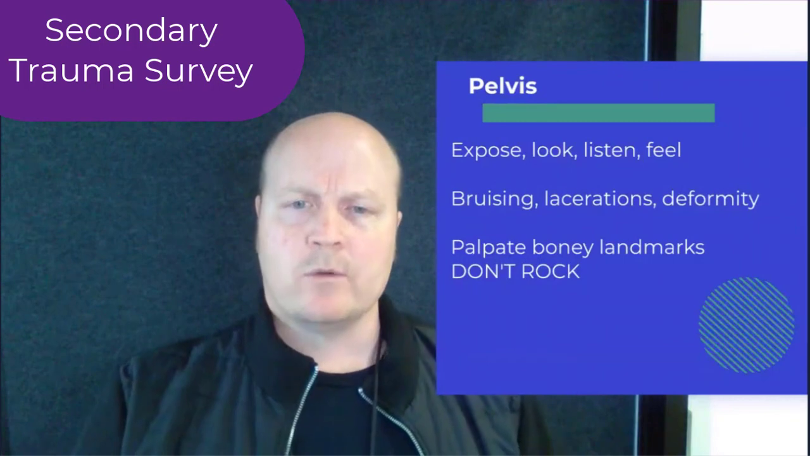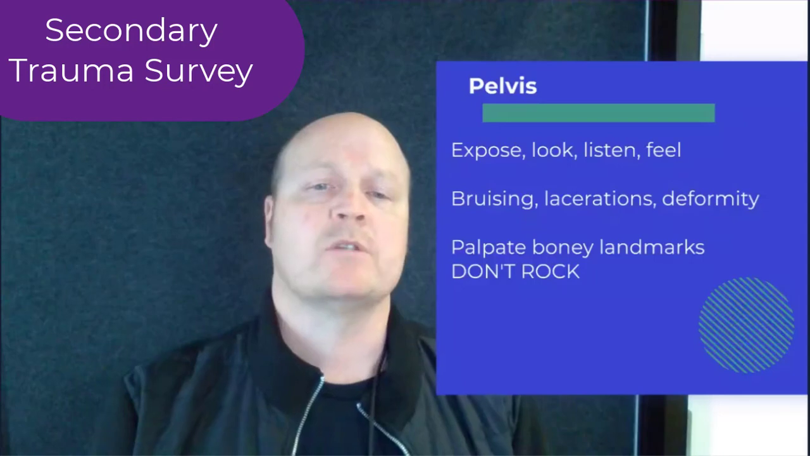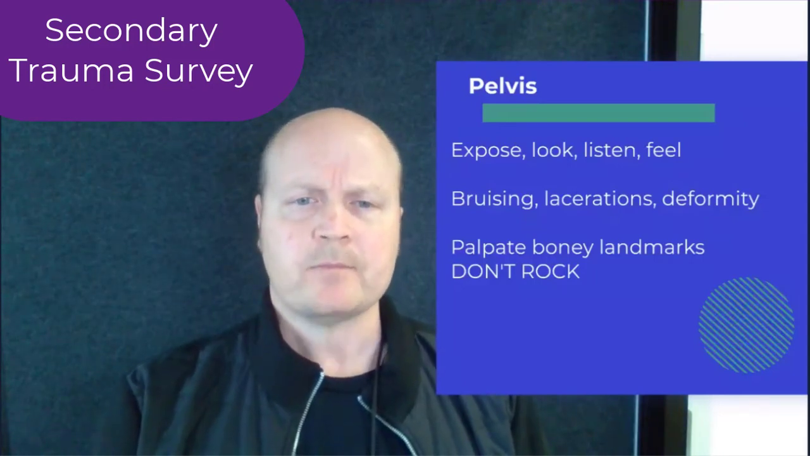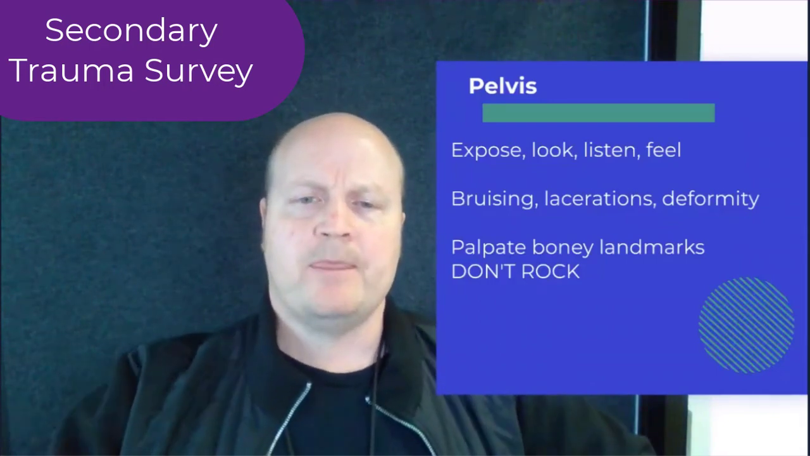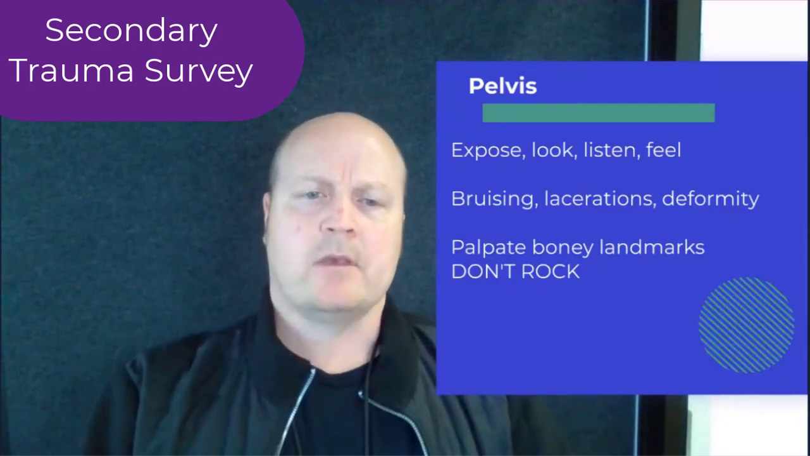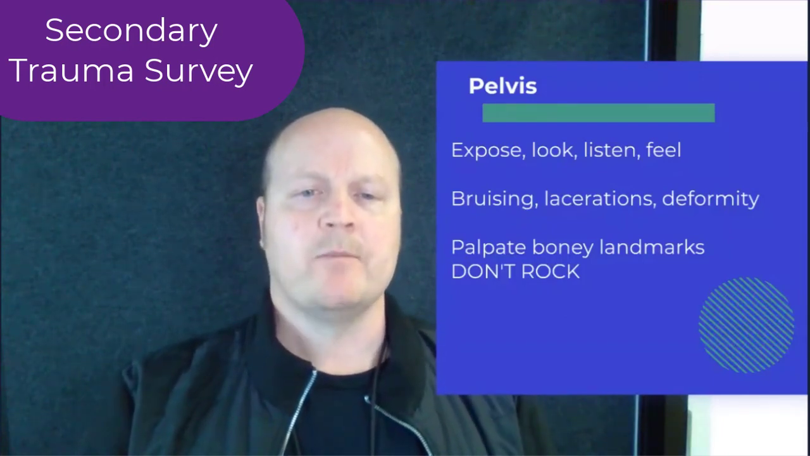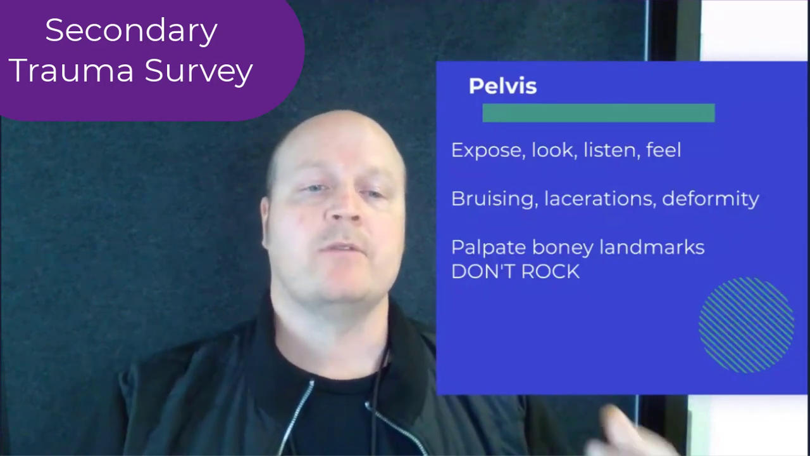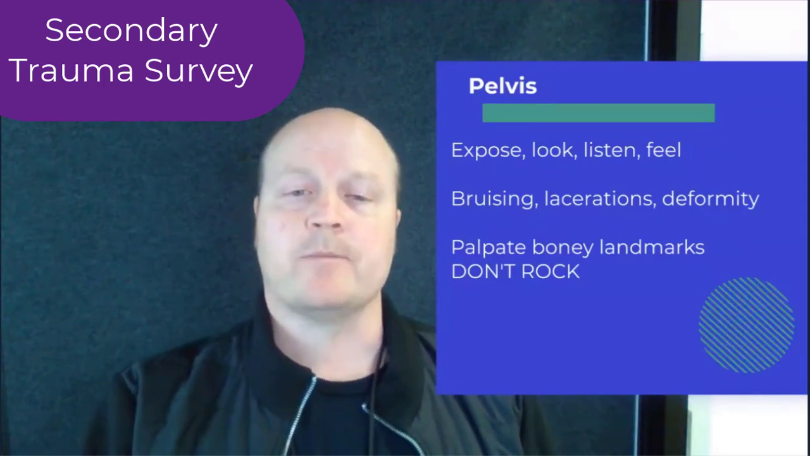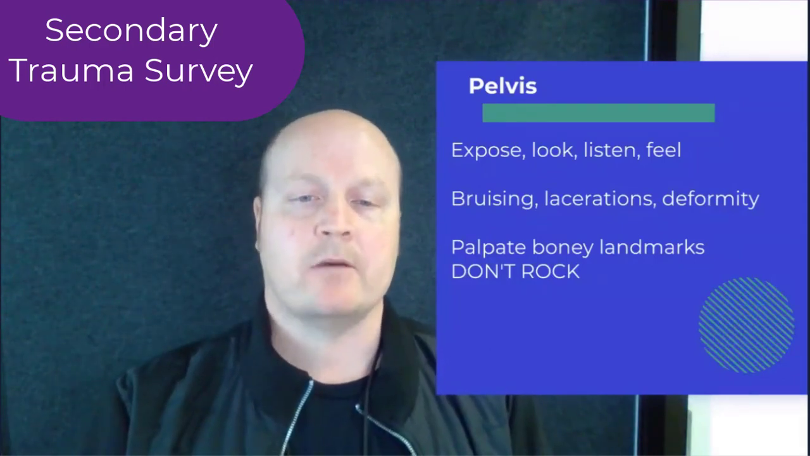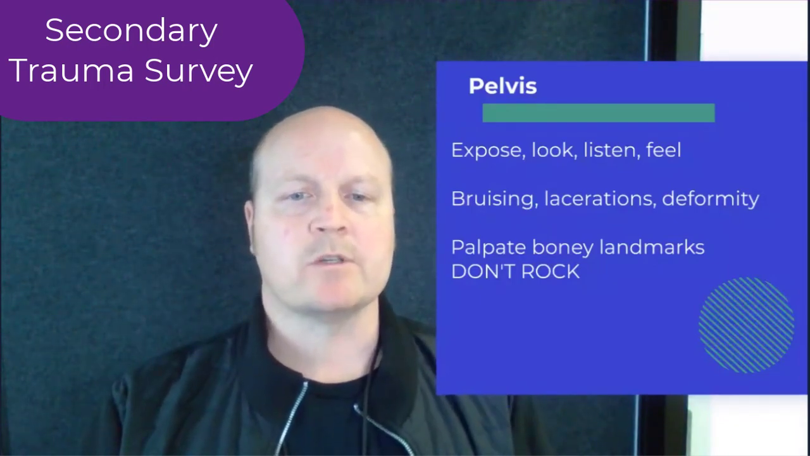Then the pelvis, expose, look, listen, feel. When we expose the pelvis, we have to just come down so we can see those bony landmarks, and we want to observe for any bruising, laceration, or deformity. And we want to palpate those bony landmarks. So the ischial tuberosity, the anterior superior iliac spine, the pubic symphysis. But we don't want to rock or lean hard on the pelvis because we've got some big blood vessels, and if there is a fracture to the pelvis and we rock and cause compromise to those blood vessels, then we can bleed a significant amount into our pelvis and die. So we want to look after that. Don't rock, we just want to palpate.